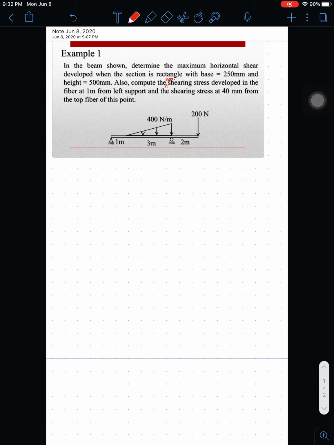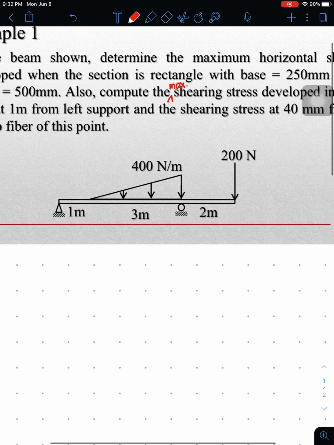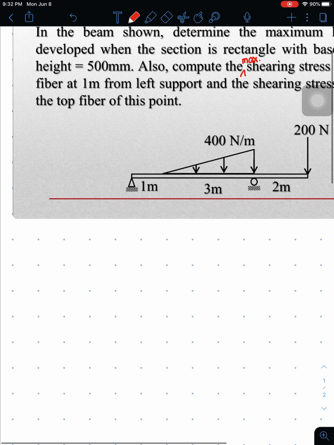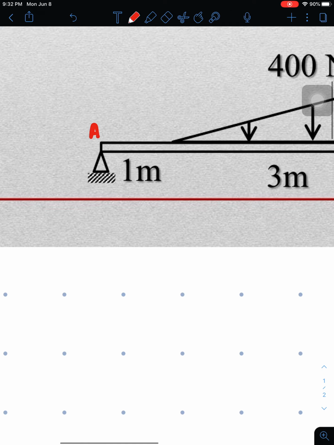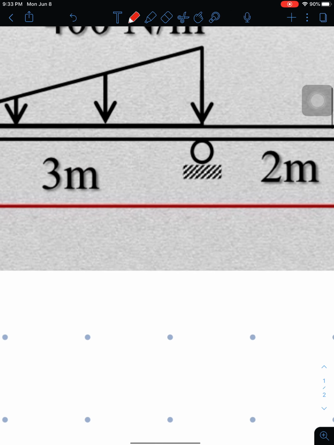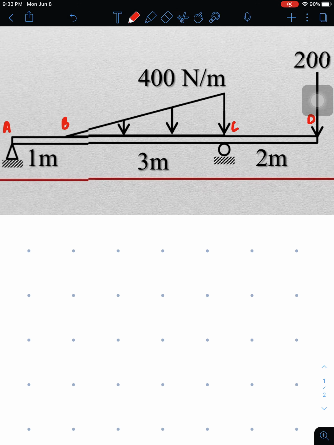So, as I have told you earlier, in solving for the shearing stress, all we have to do is draw the shear diagram and get the maximum value, for us to be able to solve for the different shear values or shearing stress values. But first, we assign a letter to every change of loading. I have here letter A, and this is letter B. Then at the end here is C, and at the rightmost end is D.